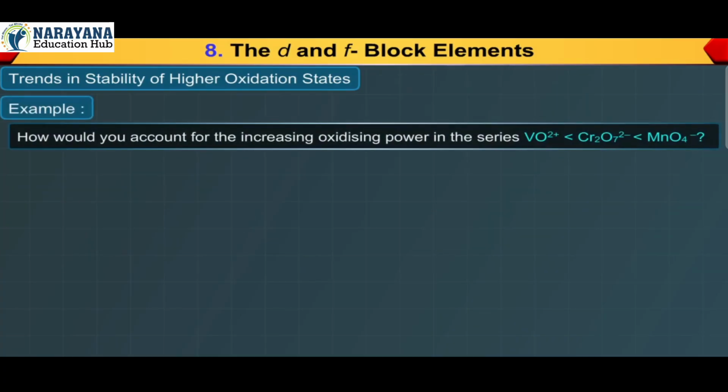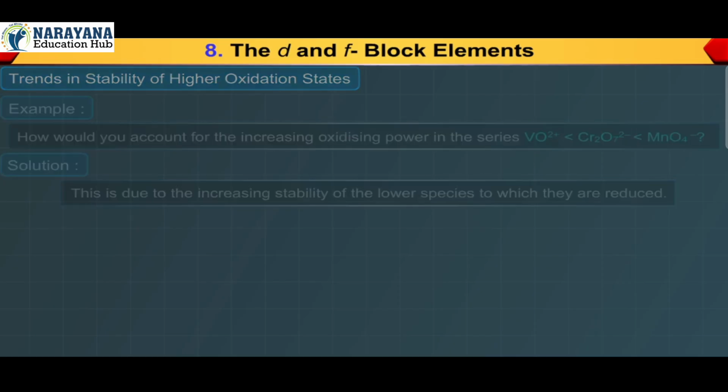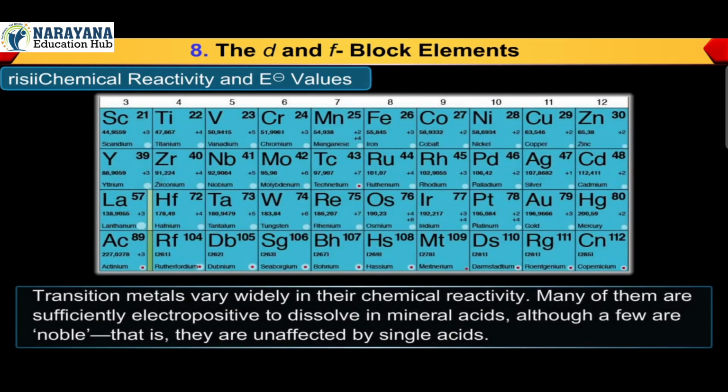Example: how would you account for the increasing oxidizing power in the series VO2+ < Cr2O7 2− < MnO4−? Solution: this is due to the increasing stability of the lower species to which they are reduced. Chemical reactivity and E° values. Transition metals vary widely in their chemical reactivity.